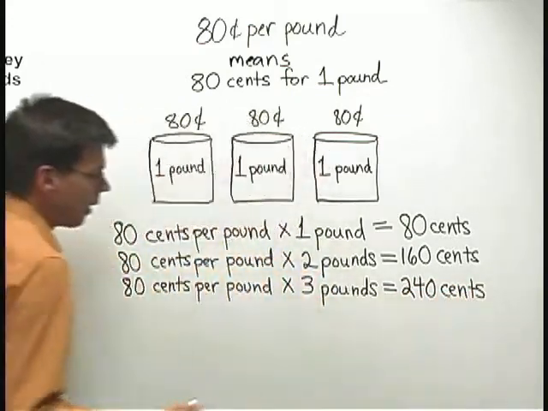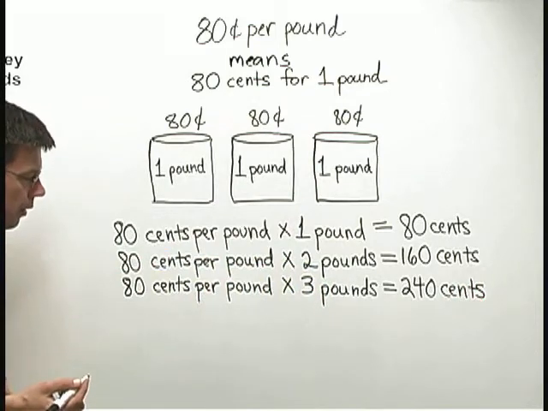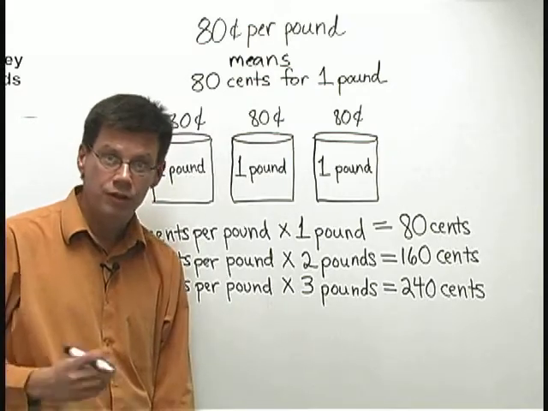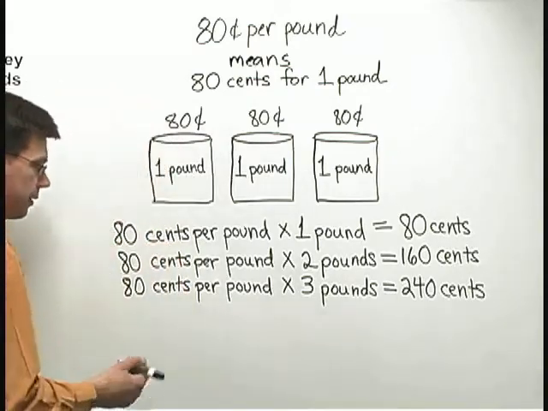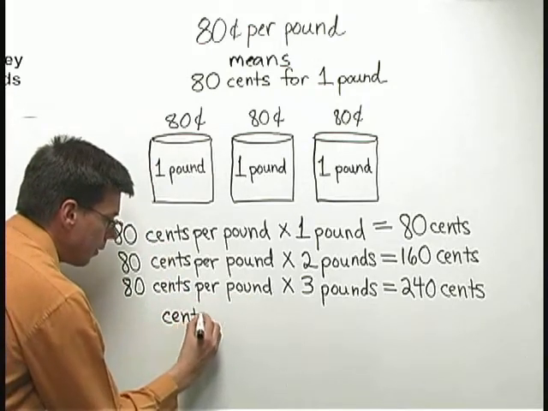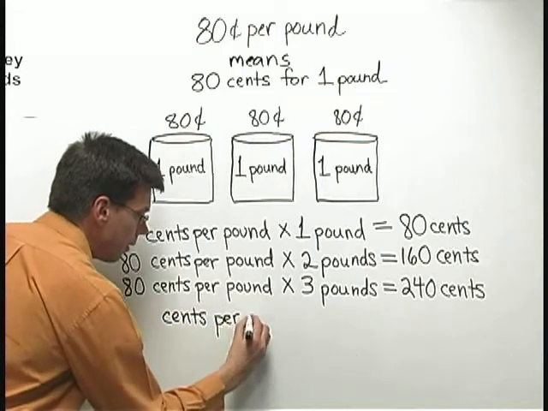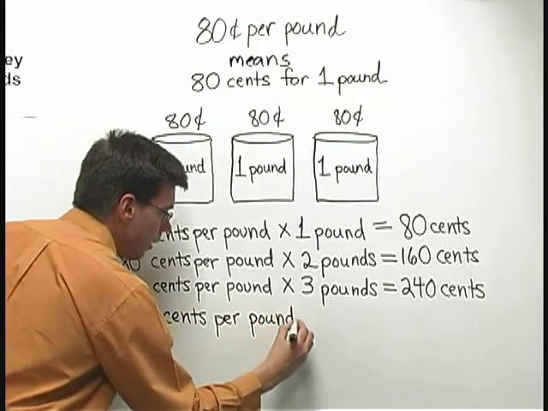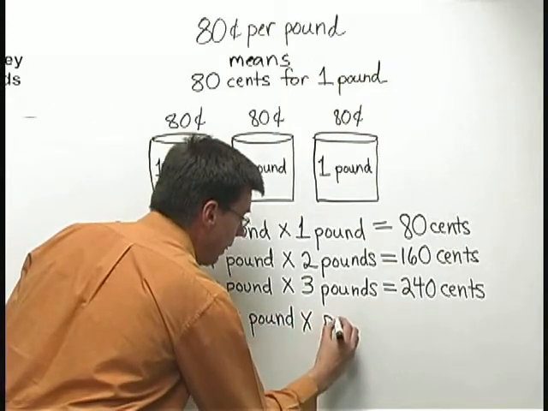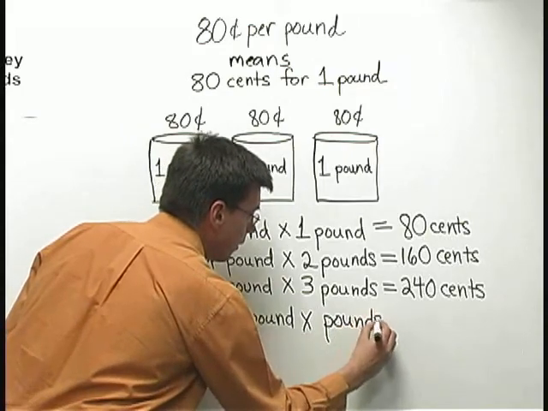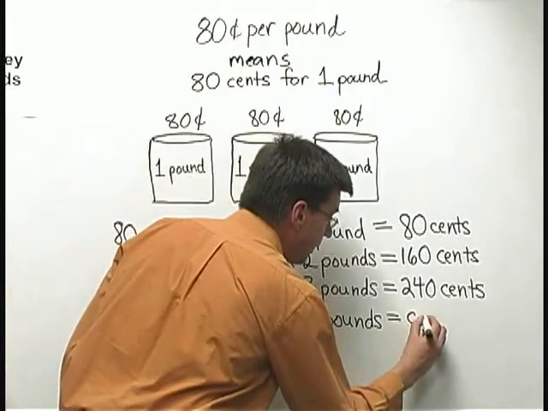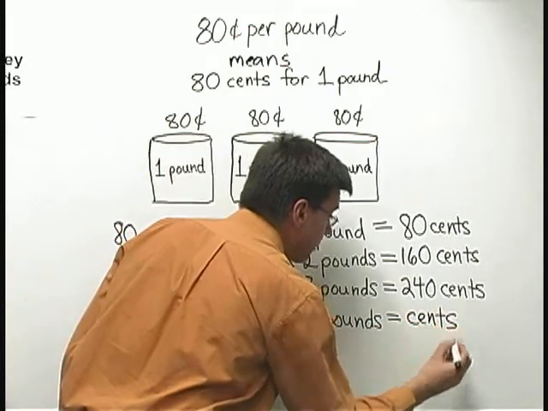Now, what I'd like to do here is look at what's going on with the units. Not the numbers so much, it's just the words that represent the units. We're taking cents per pound and we're multiplying by how many pounds we're buying. And we're obtaining a value that represents how many cents those beans cost.